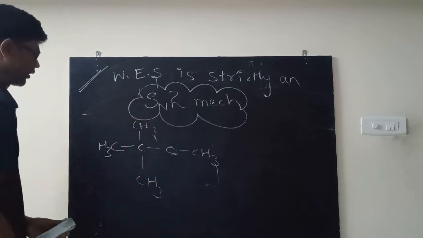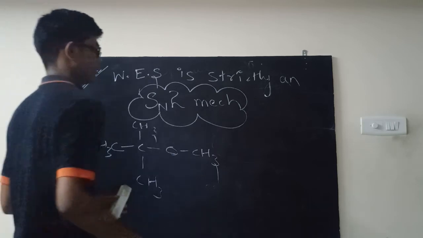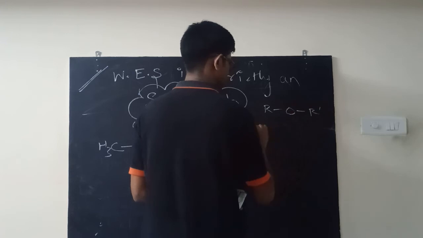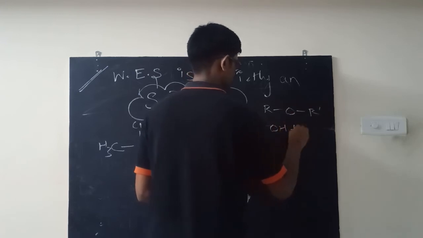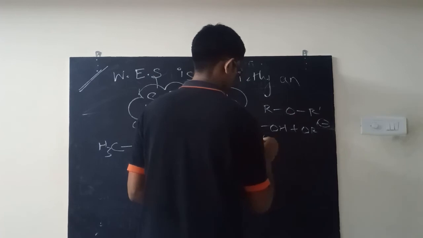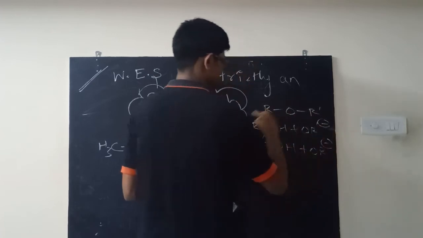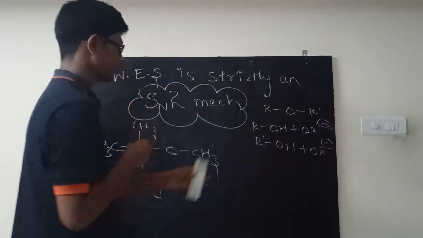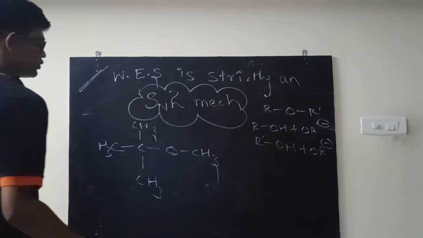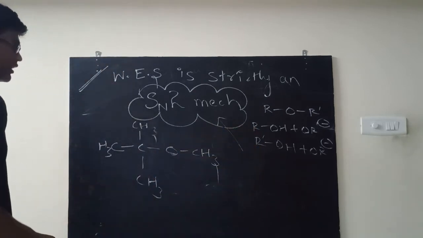For example, if you want ROR prime, you can have ROH plus OR prime minus, or you can have R prime OH plus OR minus, right? So this can attack, and you get ROR prime in both cases. So which one do you choose? You choose based on the idea that the SN2 mechanism is followed.